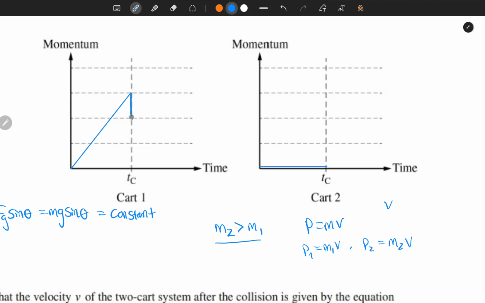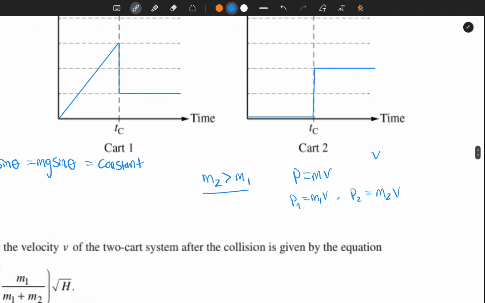Instead, we want to make sure that the momentum after the collision for cart 2 is greater than the momentum after the collision for cart 1. So instead, let cart 1 drop by 2 units of momentum. Then cart 2 moves up by 2 units of momentum and has 1 unit of momentum greater than cart 1 after the collision. So a plot that looks something like this is the correct answer.